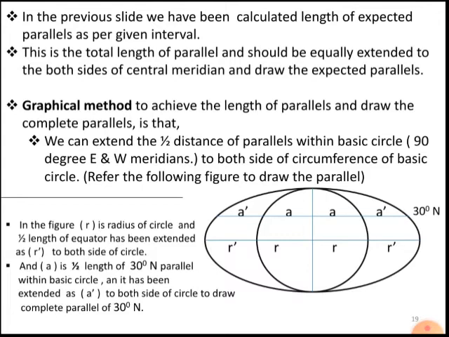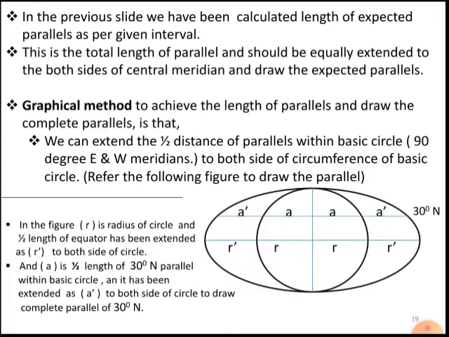Even though, as I told you, you can also find out the length of the equator and parallels graphically. For drawing purposes, graphically finding the length is very easy, because just look at the figure: A to A dash, then R to R dash, if you extend to both sides you will get the length, as the construction is also in progress.